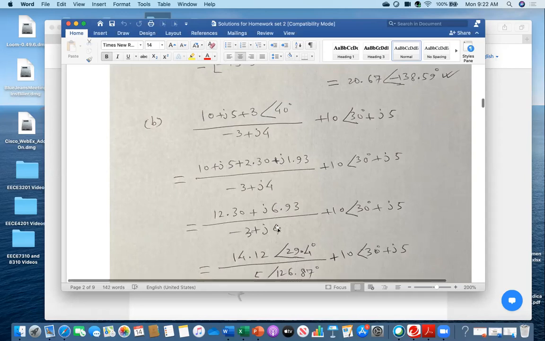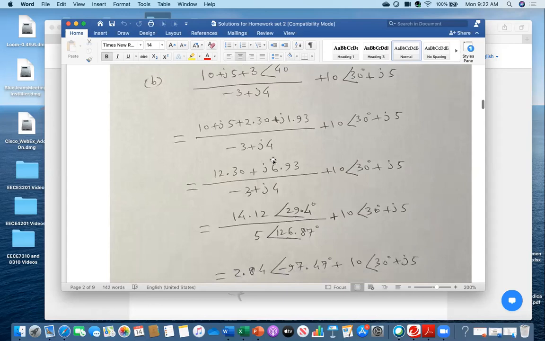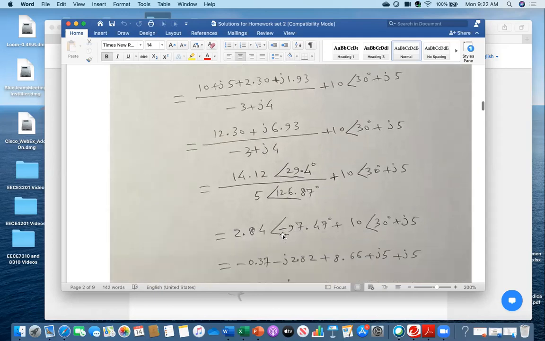And then I left it. Because now this is a division operation, you have to convert into polar. You see that both numerator and denominator, I converted into polar. So what is the benefit? I just divide this number by 5. It gave me 2.84. And because this is division, the angle will be subtracted. This minus this one. So that's why I got minus 97. And then still this is the same, this is the same.